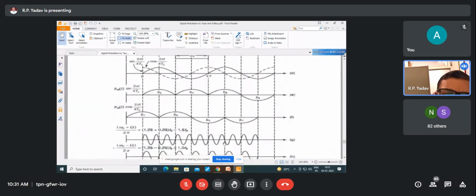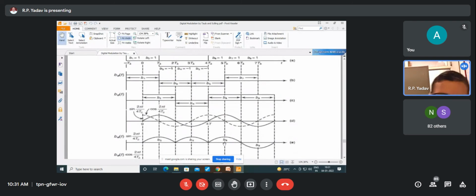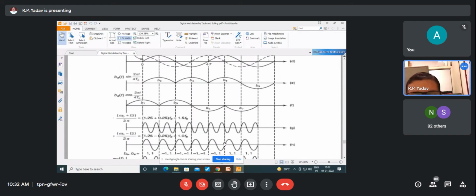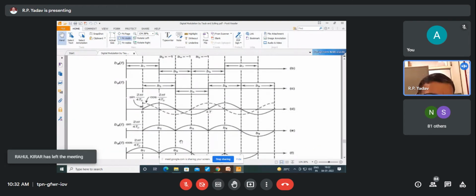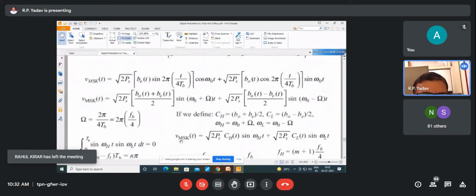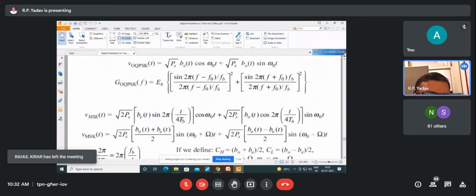You understand? At least, this particular transmission in an MSK ensures that I am transmitting a different frequency component for each different combination of the symbols. Now look here, this is more explained also as we were talking. So how do I represent my MSK signal?